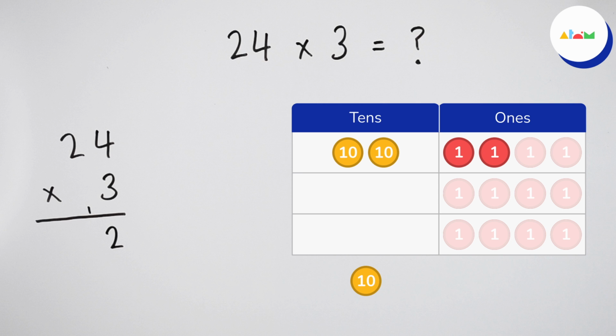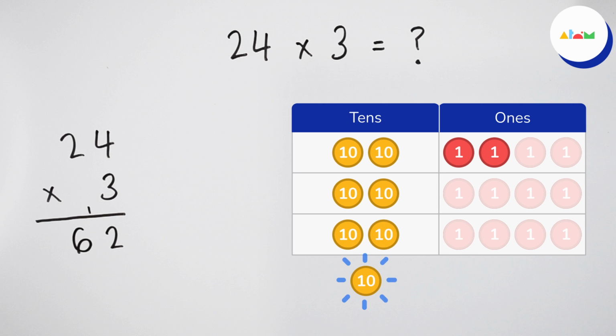2 tens times 3 is 6 tens, but remember, we have one more 10 from our exchange, so we have a total of 7 tens. And we are done. 24 times 3 is 72.